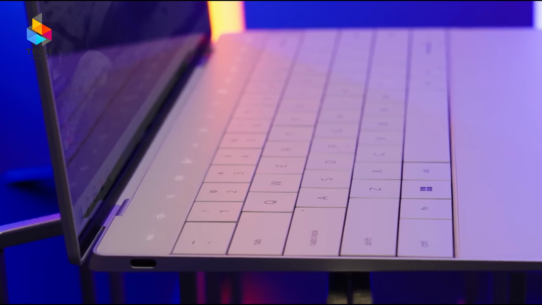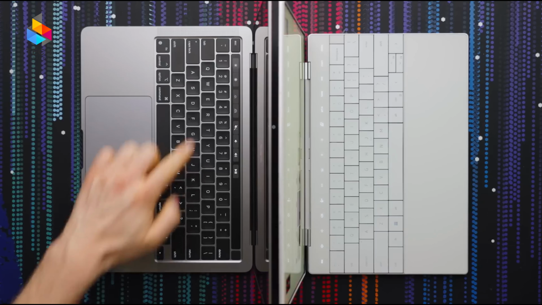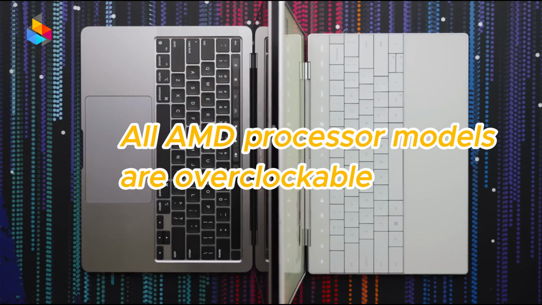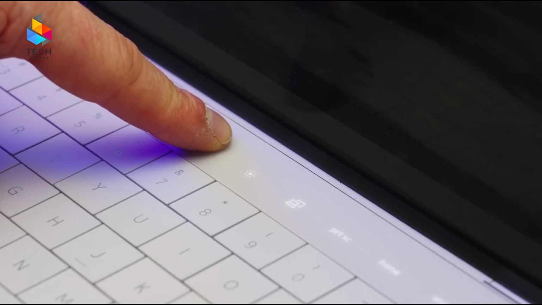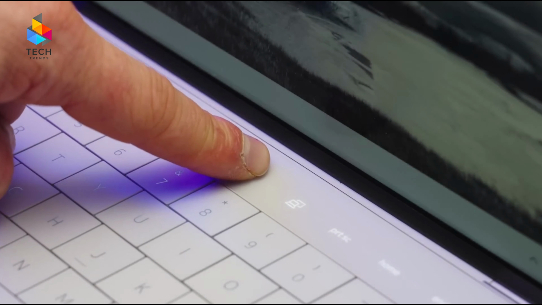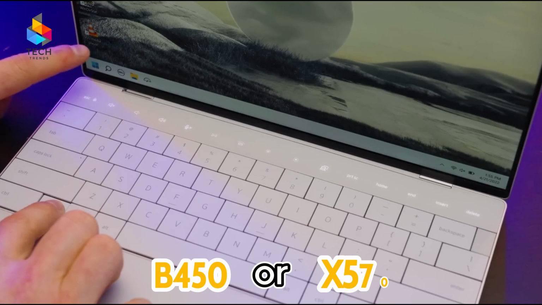Unlike Intel processors, which can only be overclocked in specific models, all AMD processor models are overclockable. However, your motherboard needs to support this feature. You can overclock your Ryzen processors on motherboards such as the B450 or X570.